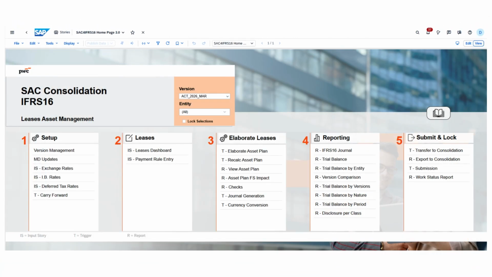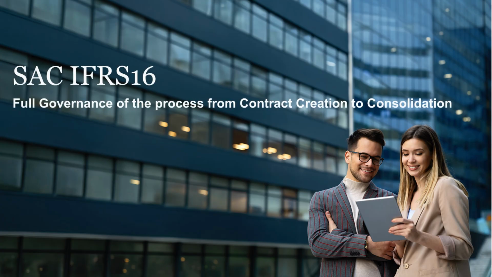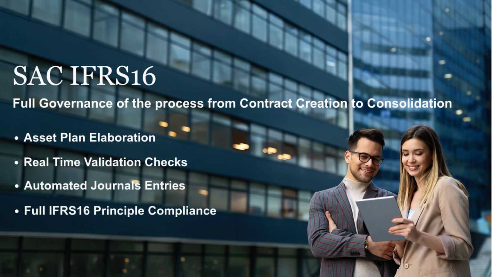SAC for IFRS 16 is the certified dedicated module of the SAC4ONE Suite, built to give CFOs and finance teams full control over the lease accounting process, from contract creation to consolidation. Asset plan elaboration, real-time validation checks, automated journal entries, full IFRS 16 principal compliance.